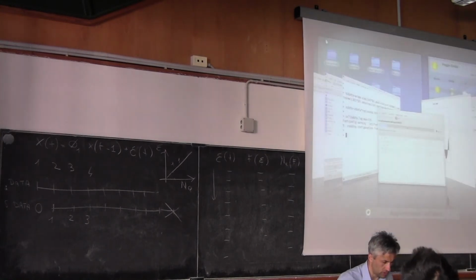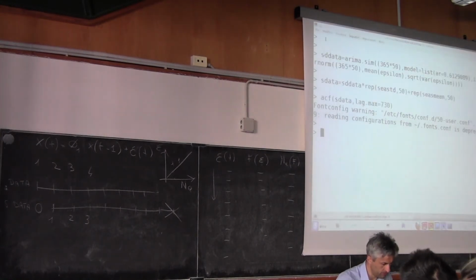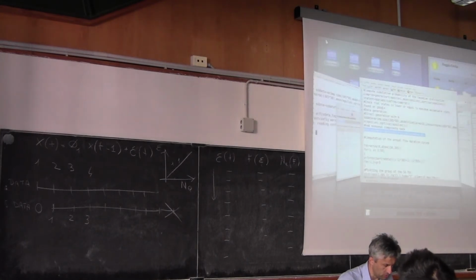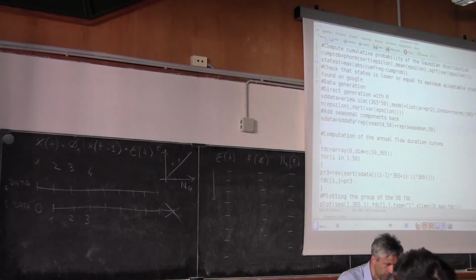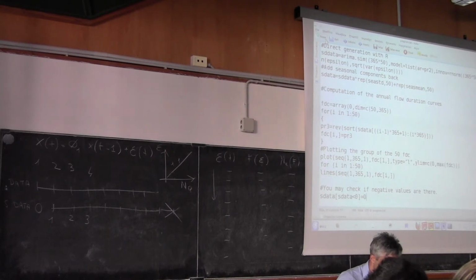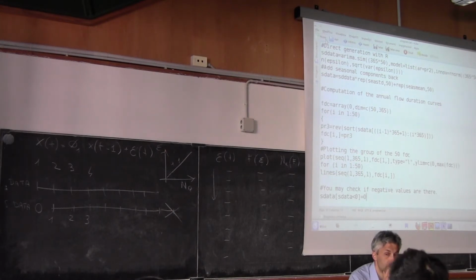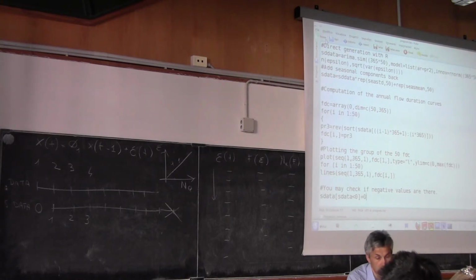Okay, so the autocorrelation function, as we said, is fine. And now we have to compute the flow duration curve with uncertainty. What does it mean with uncertainty? It means that we have to compute for each simulated year the corresponding flow duration curve, so that we get an idea of the variability, the uncertainty, of flow duration curves from year to year.